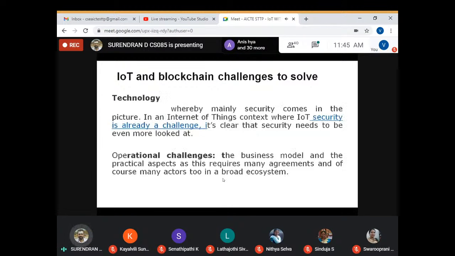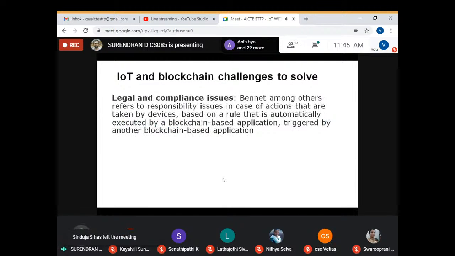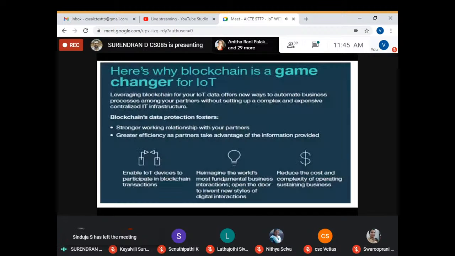Then again, as I told you, the challenge is legal and compliance issues. Here is why blockchain is a game changer for IoT: leveraging blockchain for your IoT data offers many ways of automating businesses without setting up complex and expensive infrastructures, right? So here, blockchain data protection frees you from all these things: your operational costs, building costs, etc.